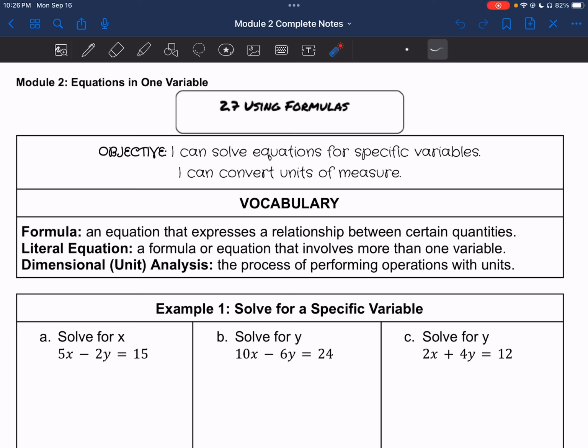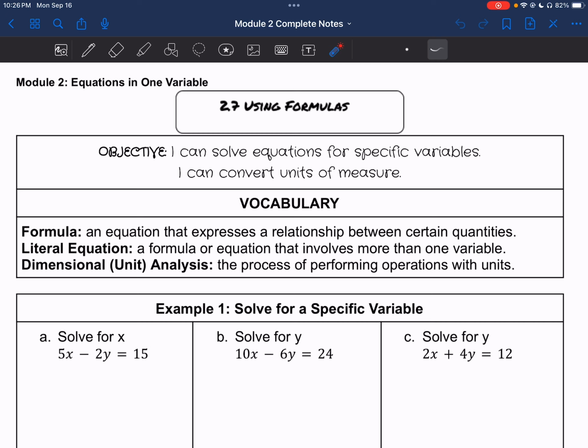Our vocabulary for today, first of all, we have formula. This is an equation that expresses a relationship between certain quantities. Secondly, we have a literal equation. This is a formula or equation that involves more than one variable. And lastly, dimensional analysis or unit analysis. This is the process of performing operations with units.